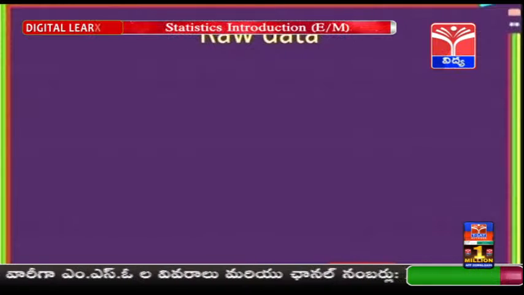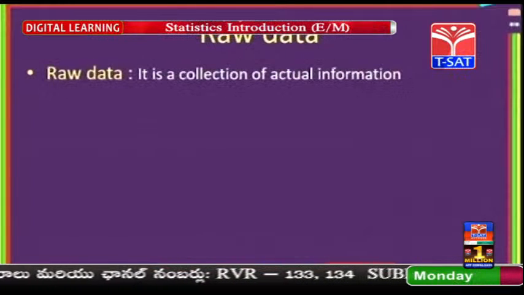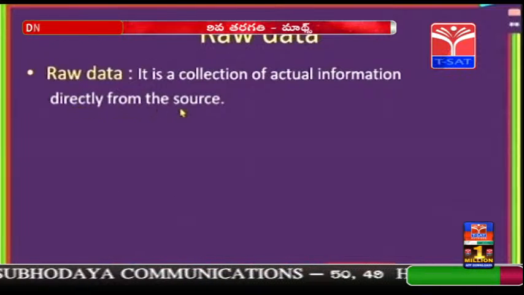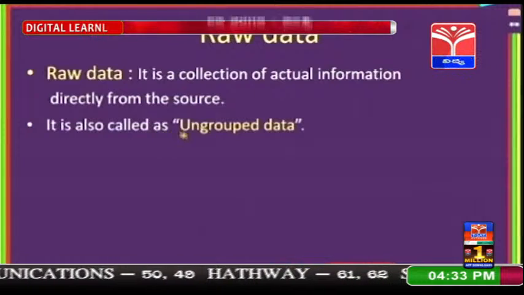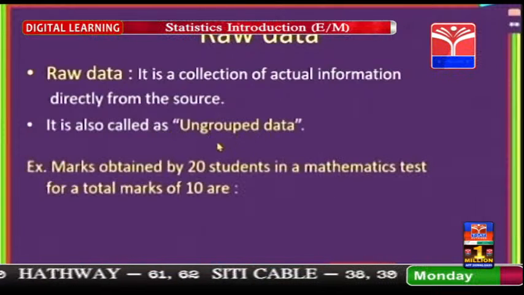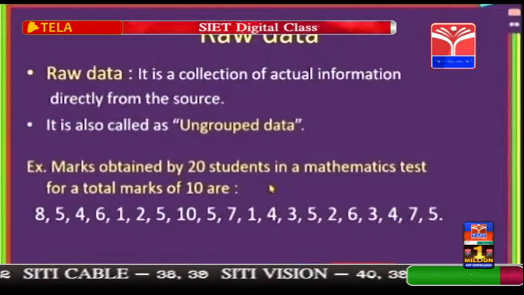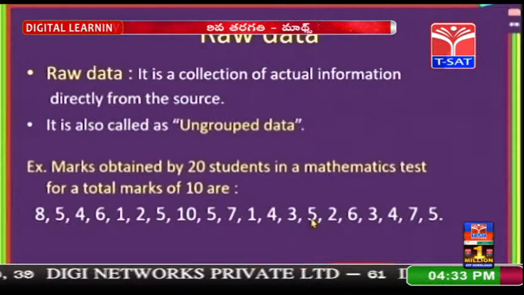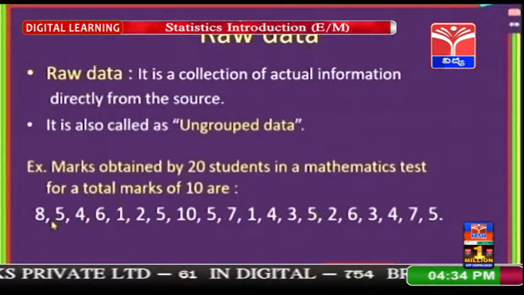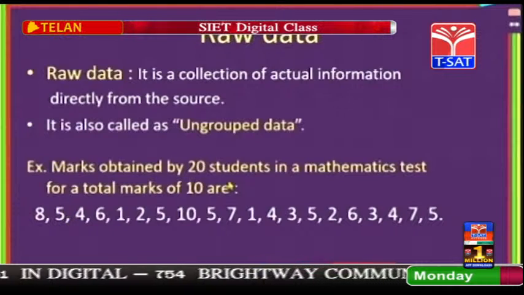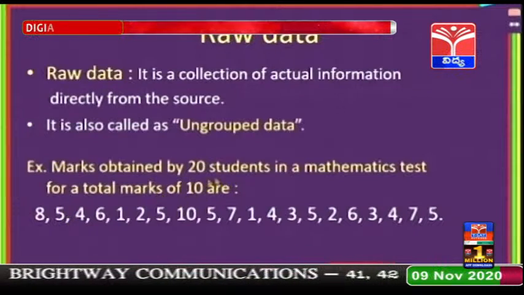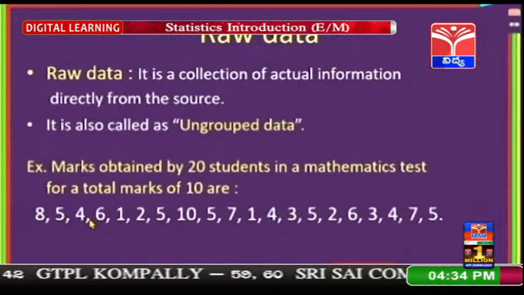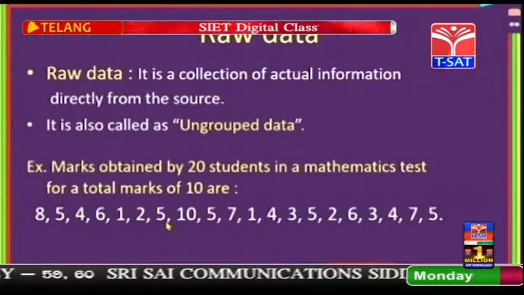The basic terminology is, first, what is raw data? It is a collection of actual information directly from the source. It is also called ungrouped data. For example, the marks obtained by 20 students in a mathematics test for a total of 10 marks are given here. I have just noted the information of 20 students for 10 marks in a test. This is not easy to understand. This type of data directly from the source is called raw data.